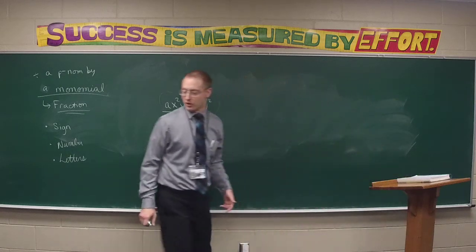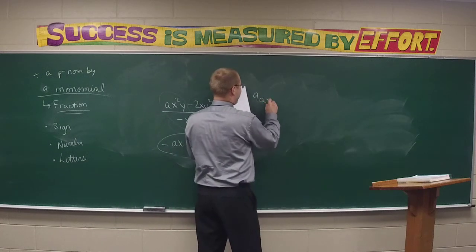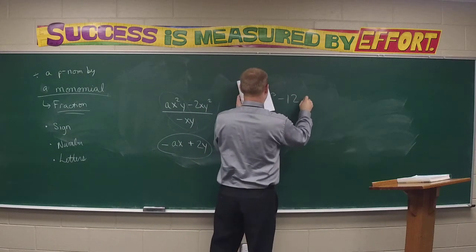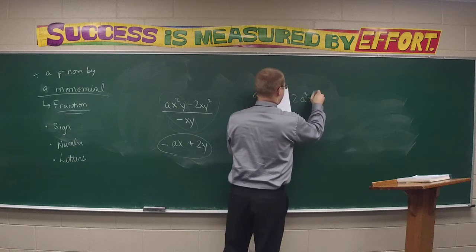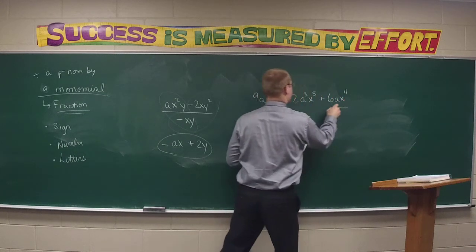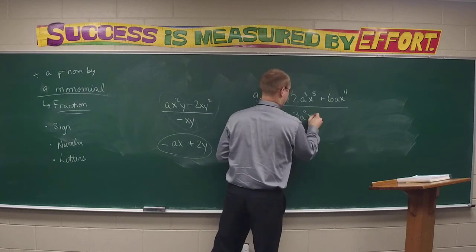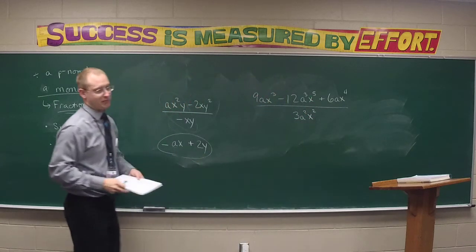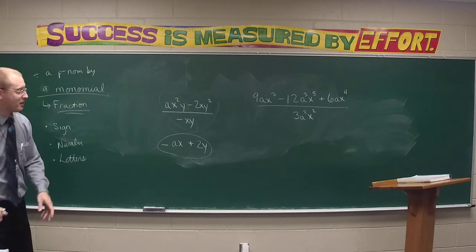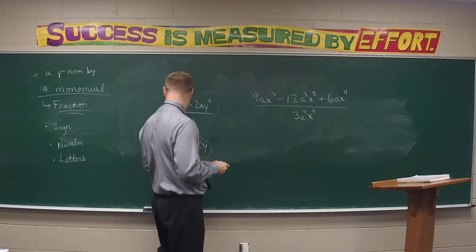Keep walking over to the lectern as if my notebook's there, but it's over here. Write this one down. 9 ax cubed minus 12 a cubed x to the 5th, I can feel my voice going, positive 6 ax to the 4th, all divided by 3 a squared x squared. It's okay if my voice goes. I'll just have Brandon come up here and teach the class. I'm kidding.